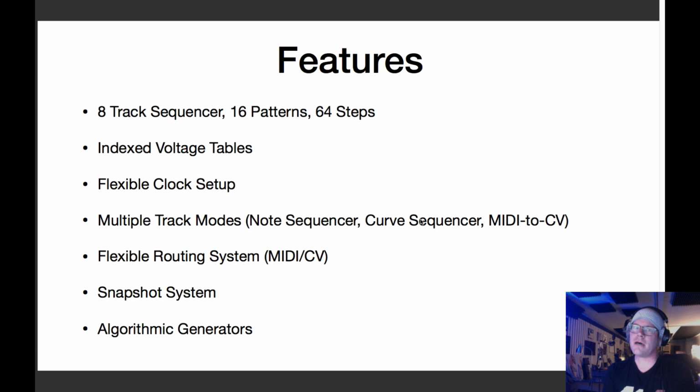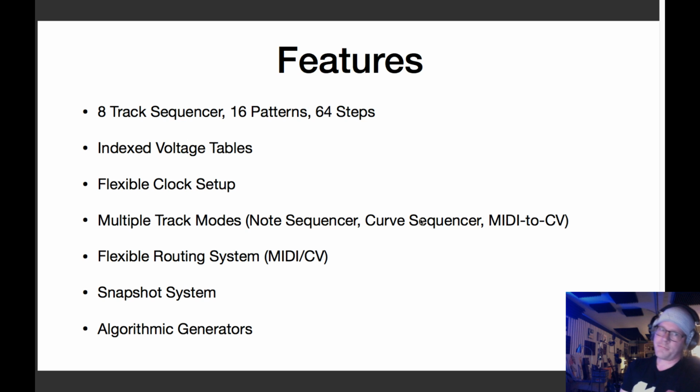In the current design, I'm using this indexed voltage tables concept, which is also used by the ER-101 from Orthogonal Devices. Basically, that just means you enter numbers, and each number corresponds to a given voltage, and so you're really free in what scales you want to use. You can do all kinds of weird things that you cannot really easily do with sequencers that are just chromatic, like 12 semitones.